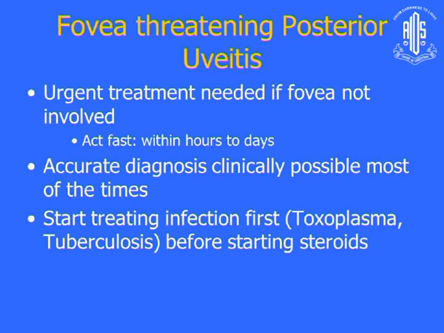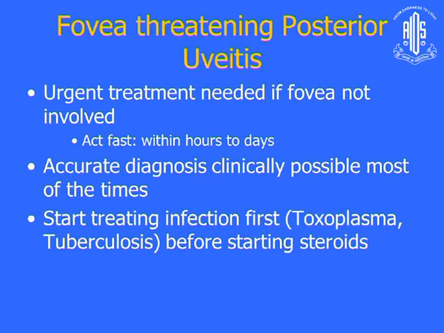For fovea-threatening posterior uveitis, urgent treatment is needed. If the fovea is not involved, act fast, within hours to days. If you are seeing anything threatening the fovea, immediate action is required. Accurate diagnosis is usually clinically possible. You can just look at the pictures and remember them. If there is a suspected infection or a toxoplasmosis-like picture, better to start treating the infection and only then start steroids.